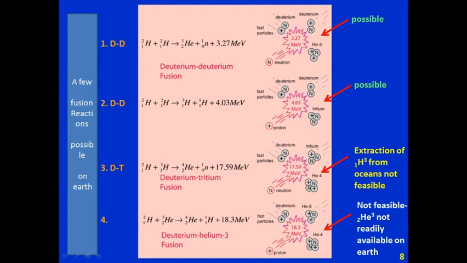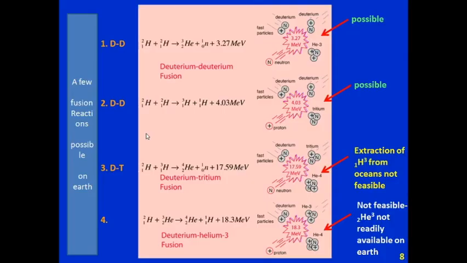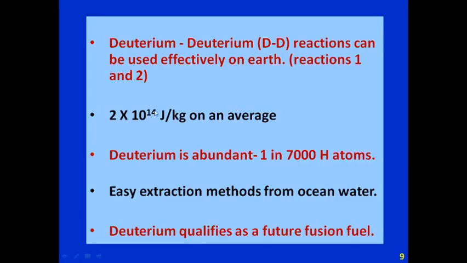So out of these 4 reactions, the first 2 are somewhat possible. The third one requires tritium, so it is not so easy, but it is used in some way. We will see in the next slides how it is employed. And deuterium reactions can be used effectively on the surface of the earth, and this reaction produces about 2 into 10 raised to 14 joule per kilogram on average. I am talking about the first 2 reactions, the deuterium ones.